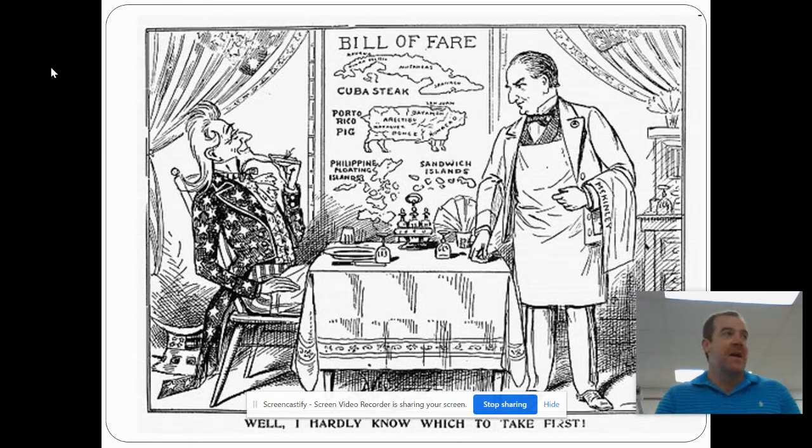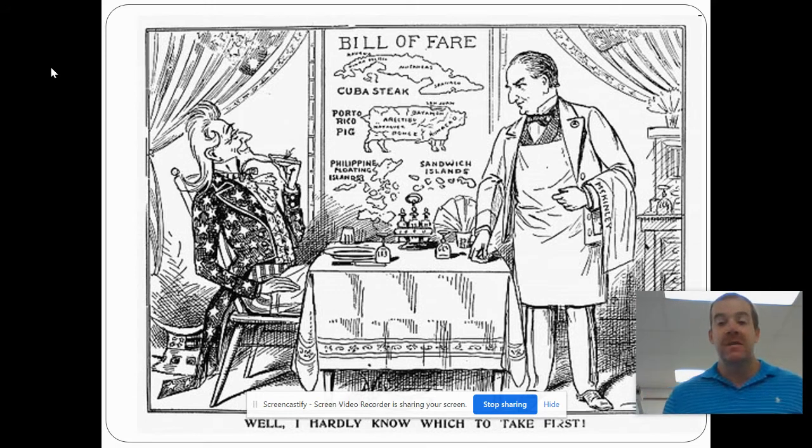So, anyways, when you're looking at this picture here, there are a couple things going on. You have what looks like Uncle Sam here on the left. Now on the right is the president at the time, William McKinley, and the caption says, "Well, I hardly know which to take first." And then you have Cuba, Puerto Rico, the Philippines, and other islands on there. Uncle Sam is looking at that thinking, I hardly know which to take first.